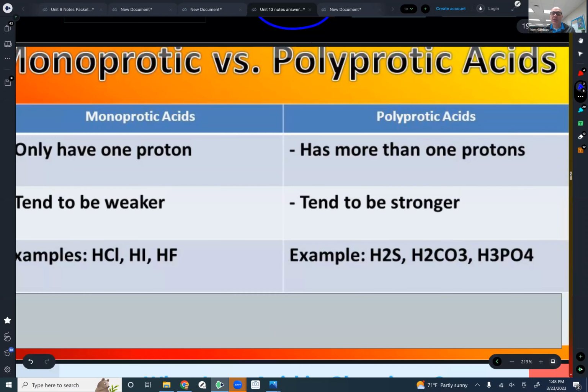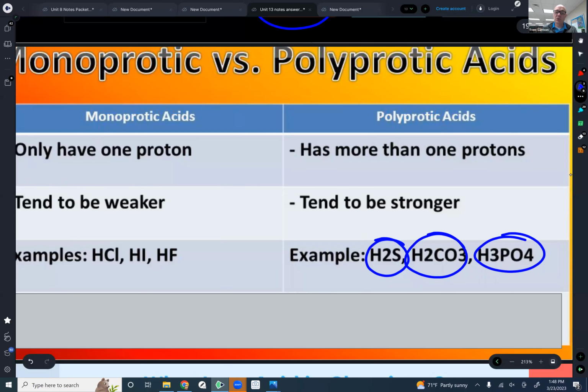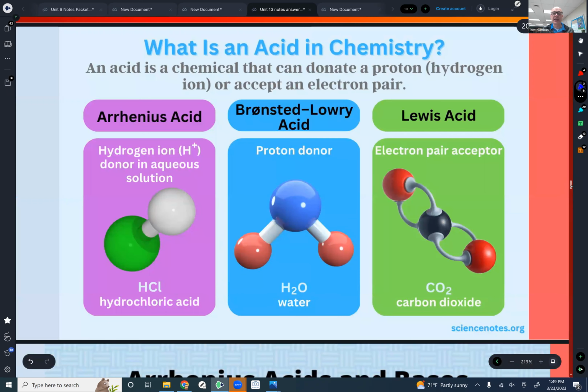Generally speaking, the more protons, the more hydrogens you have, the stronger you are as an acid. Now, not always the case, but generally speaking, the more hydrogens you have, the stronger the acid, the more dangerous it is. So again, if we are looking, this is H2, H2, H3, but over here, notice only one H in each. Monoprotic versus polyprotics.